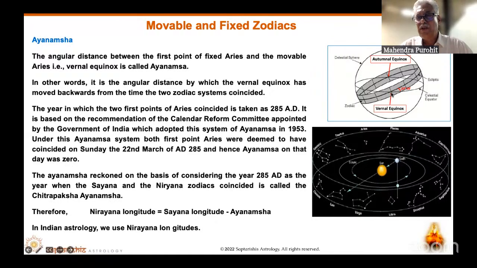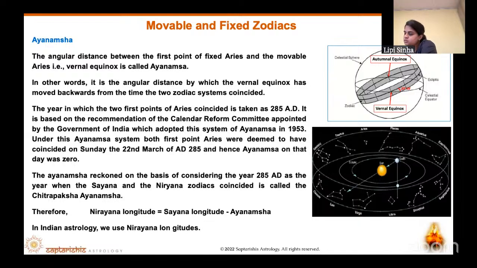Suppose in this year the ayanamsha value will be this much distance. Now next year the vernal equinox shifts from here to here, suppose, then this will increase. Now from here it will be this much arc. Next year this much arc, like this. So it will go on changing. Ayanamsha will go on changing because the vernal equinox changes.